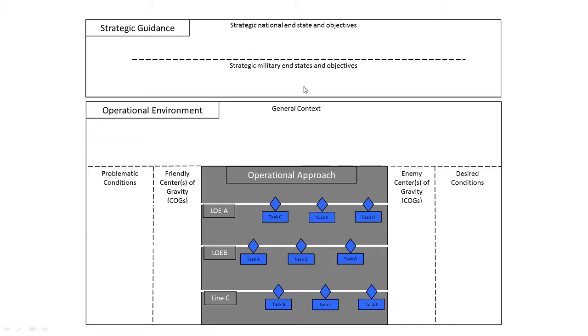The next thing you have for your strategic guidance is your strategic military and state objectives. This is what the military is trying to accomplish. For this, we're going to be looking at things like the National Military Strategy, the National Defense Strategy, and especially the different posture statements.